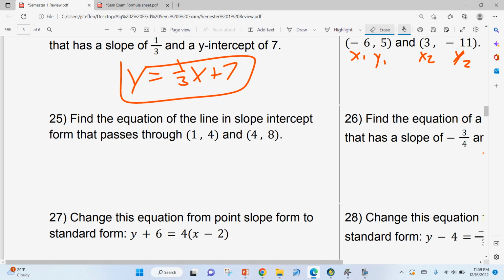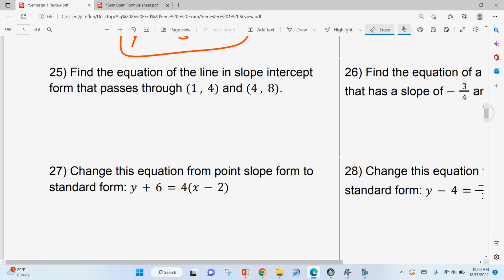Moving on to number 25, find the equation of the line in slope-intercept form that passes through those two ordered pairs. This one's going to take a little bit of time because there are several different ways to do this. There's the way I like to do it that I've been teaching you, but there's a way that some of you know from before. Either way you do it, the first thing you have to do is find your slope. So do it the same way we just did. 8 minus 4 over 4 minus 1. So 8 minus 4 is 4, 4 minus 1 is 3. So it should be 3 over 4. Or sorry, 4 over 3. Looks like I was able to get that one right.